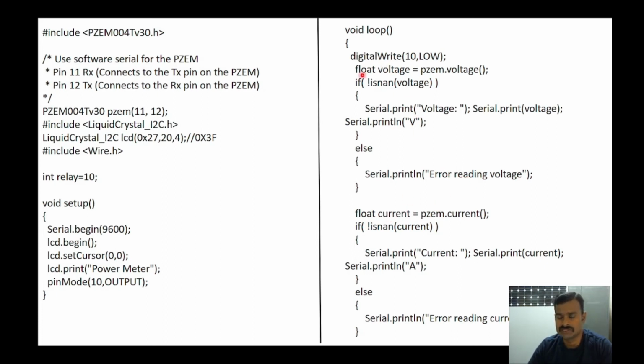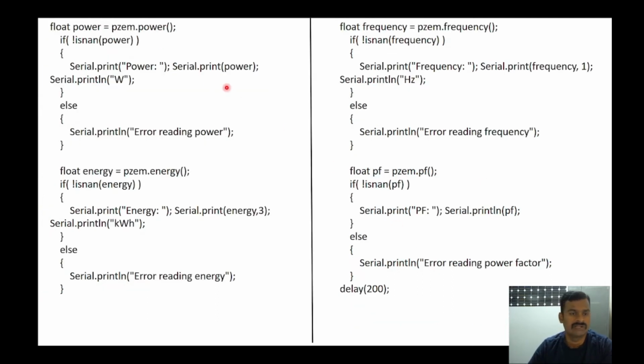And similar to this, you will have a current function. So PZEM.current() will bring the current value, and if there is a value, it will be printed in the serial port. If there is no current value available, it will say there is an error in reading the current. And similar to that, power, energy, and we have frequency and power factor.